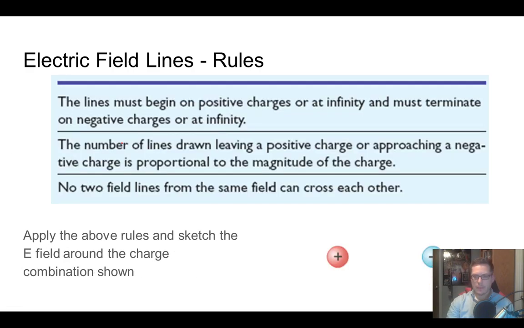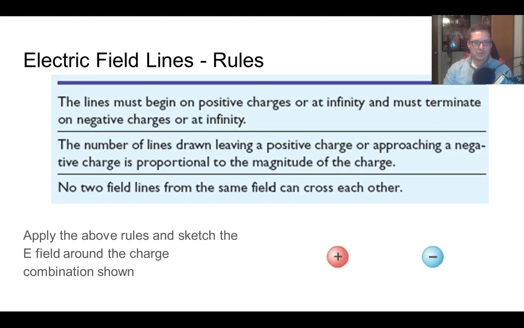Let's try it again over here. I'm just going to move myself up to the corner. We're going to draw the electric field lines for these charges. It says to apply the above rules and sketch the electric field around the charge combination. So we have to think: what would happen if I put a test charge here? If I put a test charge right here where my pointer is, it would be repelled by the positive and attracted towards the negative, so it would go straight across like that. That one's pretty easy.